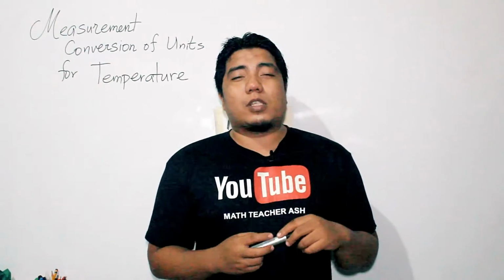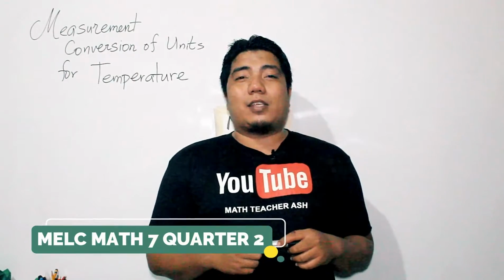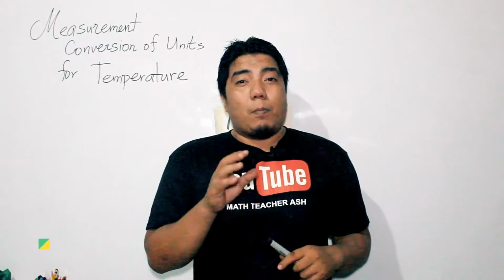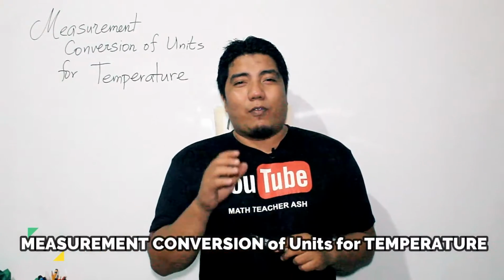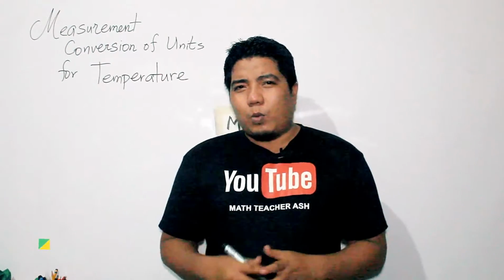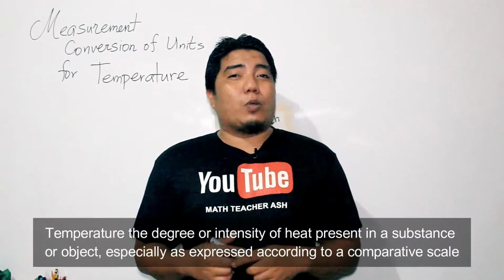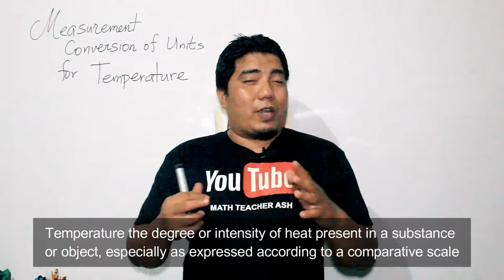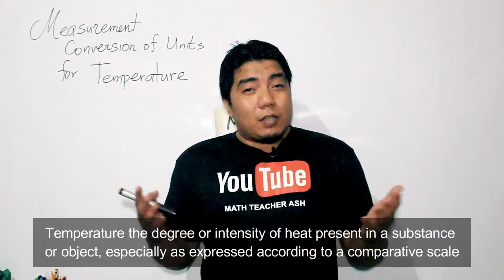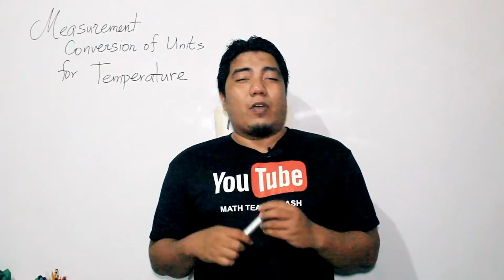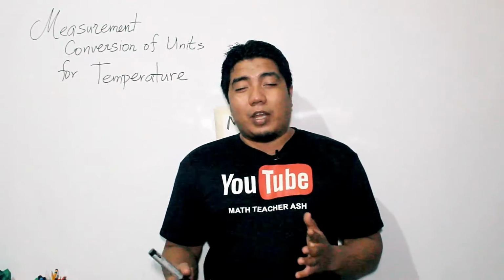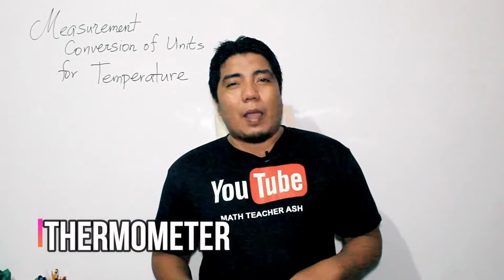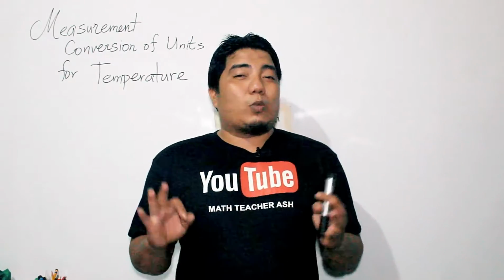Today, we're going to discuss the most essential learning competency-based lesson for quarter 2 of the grade 7 mathematics, which is all about measurement conversion of units for temperature. Question is, what is a temperature? Temperature will tell you the hotness or coldness of a certain scenario, object, or anything. The things that we use commonly in our day-to-day life in order for us to tell the temperature is the thermometer. And if we talk about temperature, there are 3 units that we will be dealing.